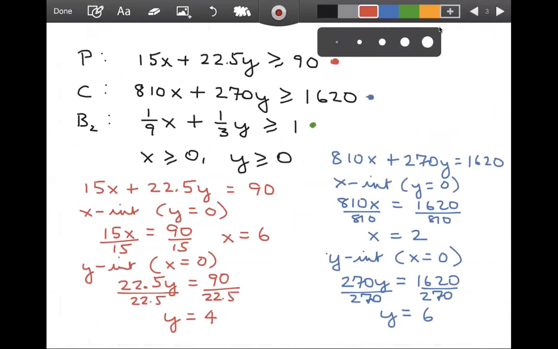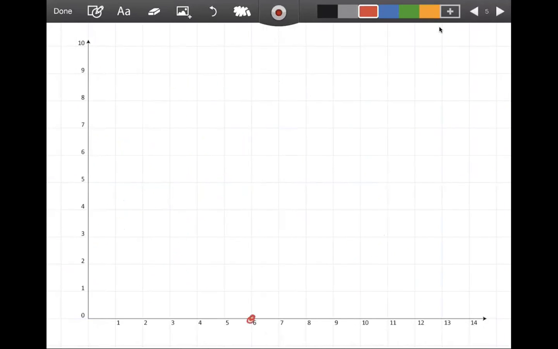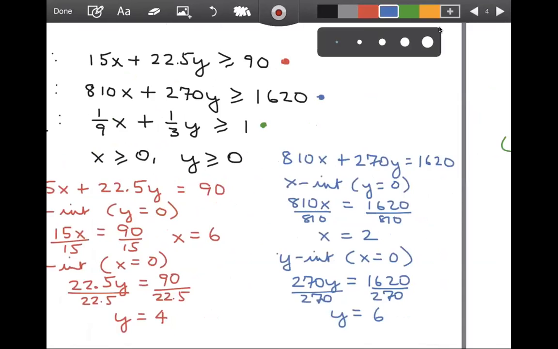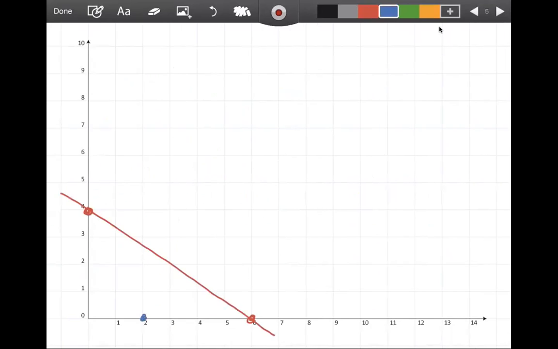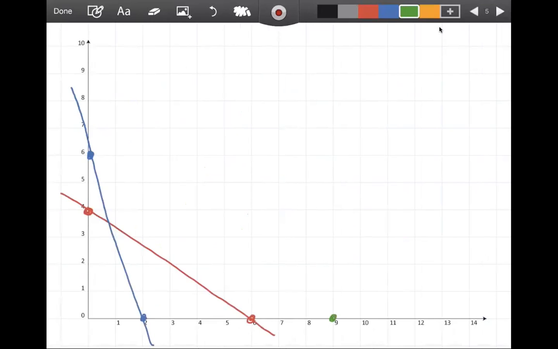So let me just look one more time. So the red line is going to have x equals 6, y equals 4. So that line looks something like this. And then the blue line has x equals 2, y equals 6. And finally, the green line has x equals 9, y equals 3. Okay. This should work out very well.